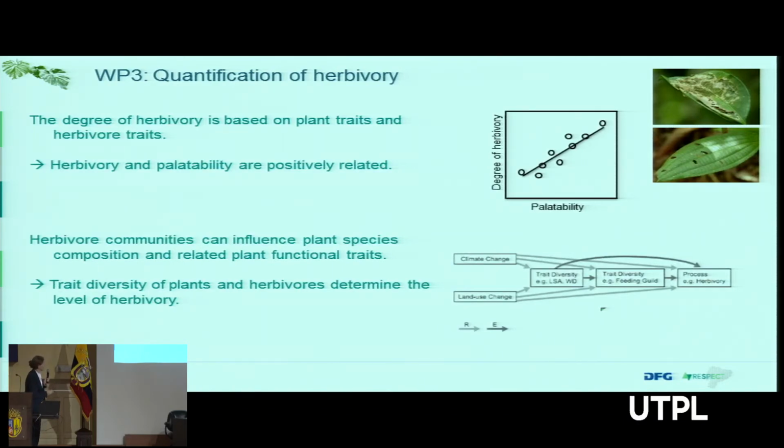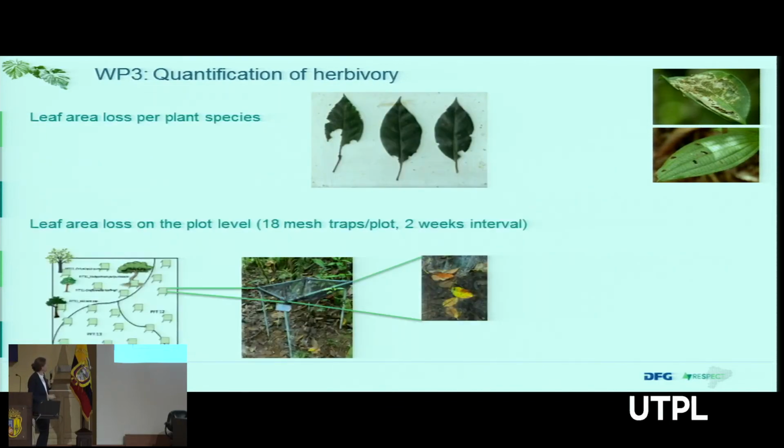That's what we aim to do at the end of this project, where we aim to integrate the abiotic and biotic factors and how they directly or indirectly influence the herbivory process. But currently, the leaves are scanned for leaf area loss, but we still have to determine it, and a new person is starting to do this in November, with the leaf area loss also related to different feeding guilds of the insects.